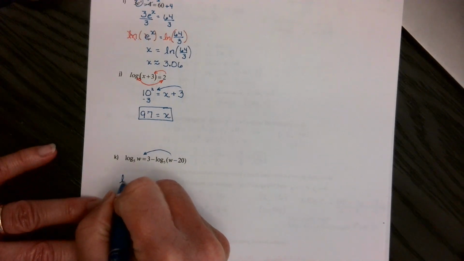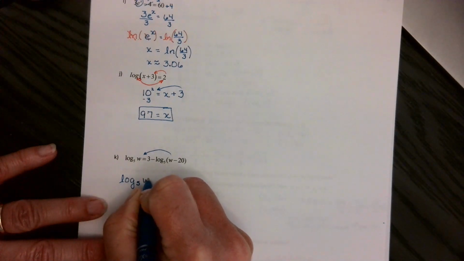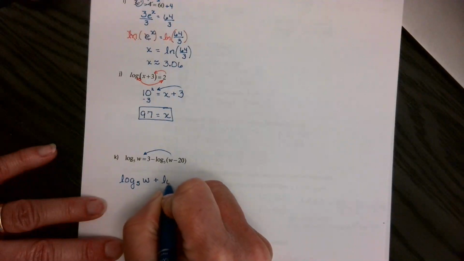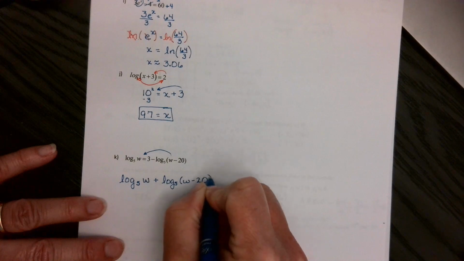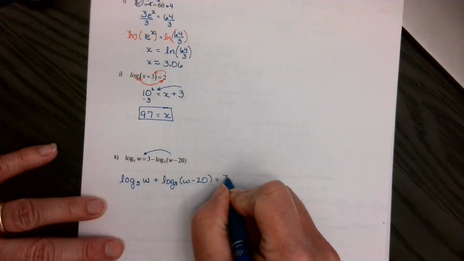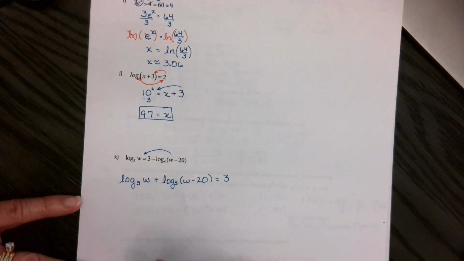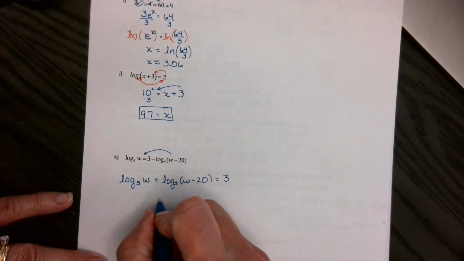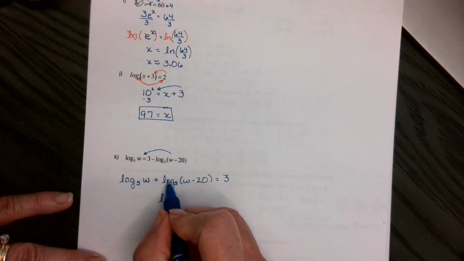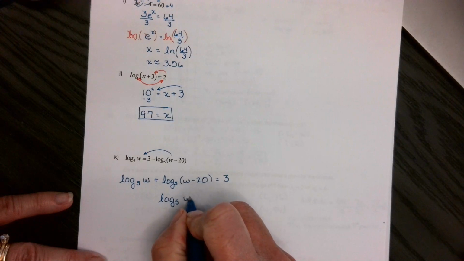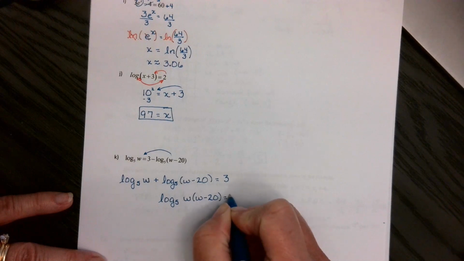I'm going to do that by adding it. So I have log base 5 of w plus log base 5 of w minus 20 equals 3. Now, I'm going to condense these. I'm going to write it as a single log. So it's going to be log base 5, and multiplication goes with addition. So it's really saying w times w minus 20 equals 3.